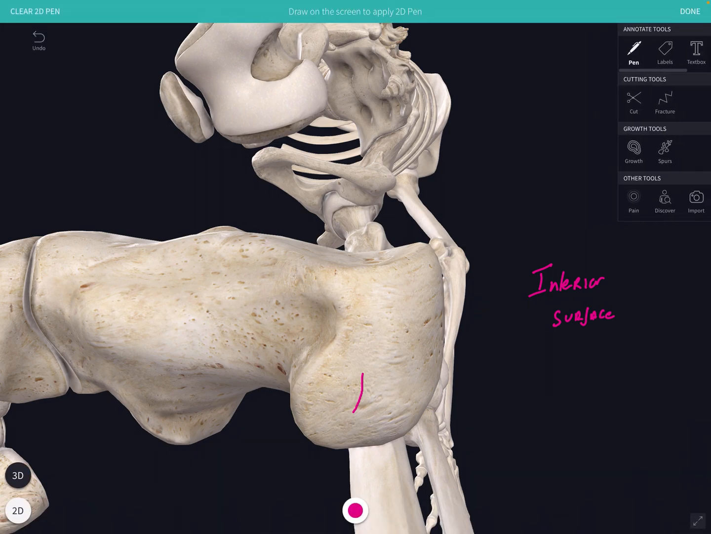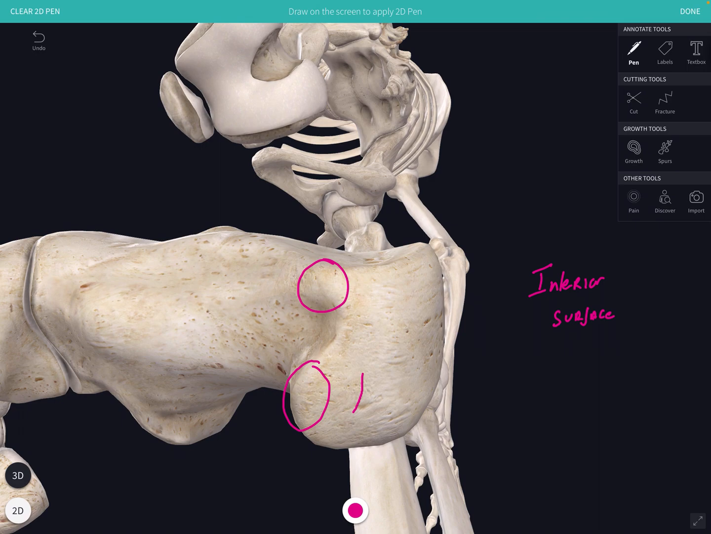We're looking at the inferior surface and we can see two distinct roughened tubercles on the inferior aspect, and one is going to be the medial and one will be the lateral tubercle.